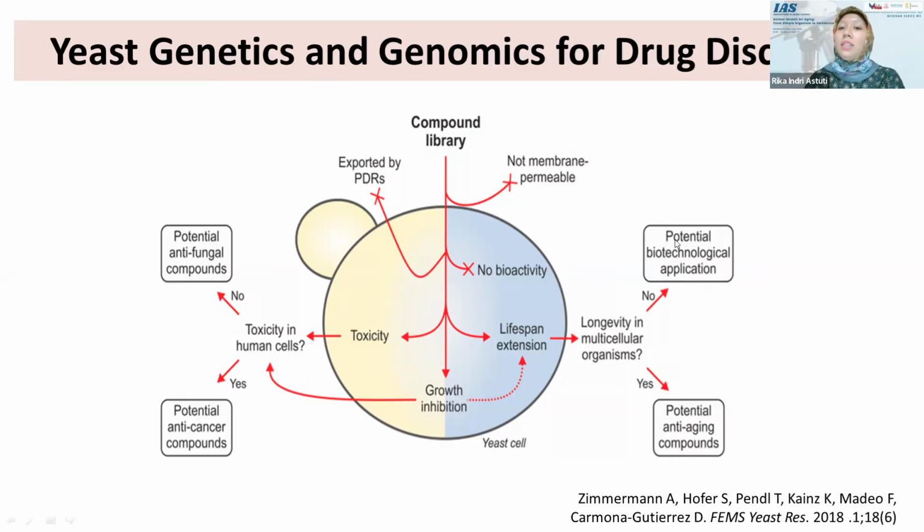When it's not, it still has a biotechnological application, because yeast is a fermentation agent, also a host for the production of some heterologous proteins, especially human recombinant proteins. And when some of the compounds may be toxic to the yeast, causing death to the yeast, that's fine, because when we further study them in human cells, if it's still toxic, we can further study it as an anti-cancer compound. When it's not toxic to human cells, there's a possibility that the compound actually has anti-fungal activity.